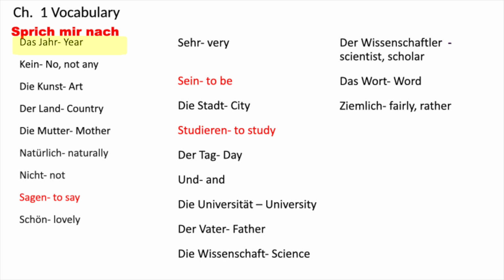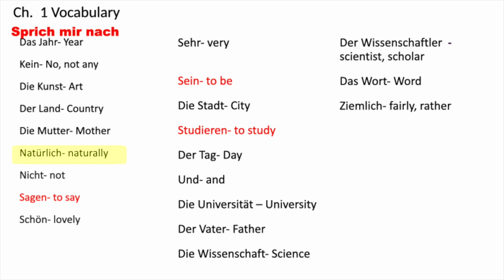Das Jahr is the year. Kein is no or not any. Die Kunst is art. Das Land, pronounced with a T sound at the end, by the way, rather than the land, as in American English, it's der Land is country. Die Mutter is mother.